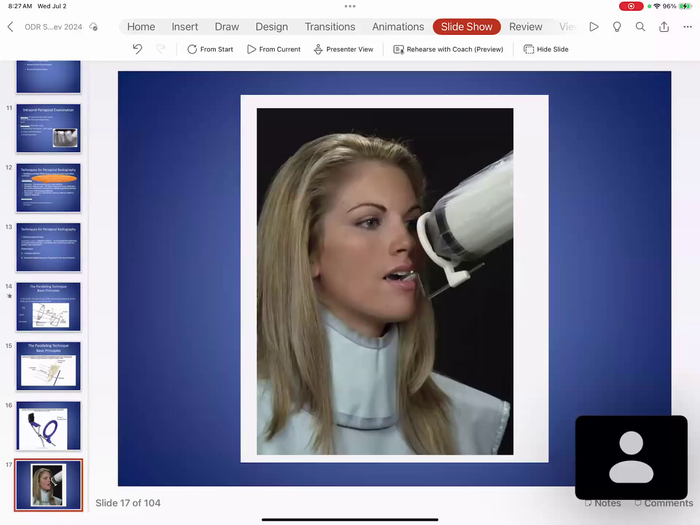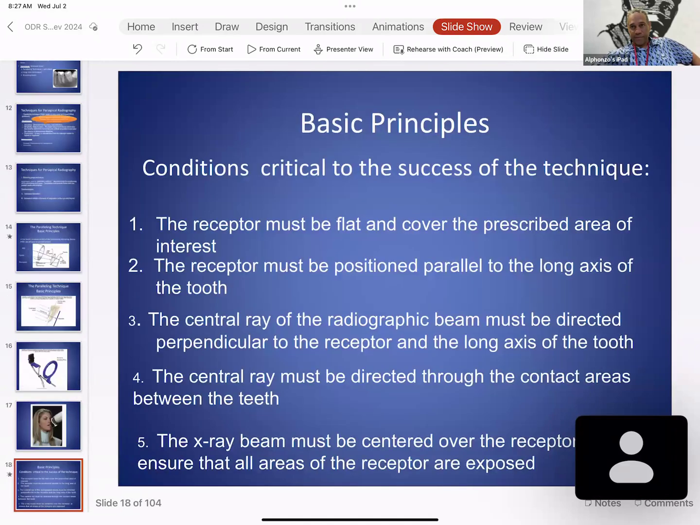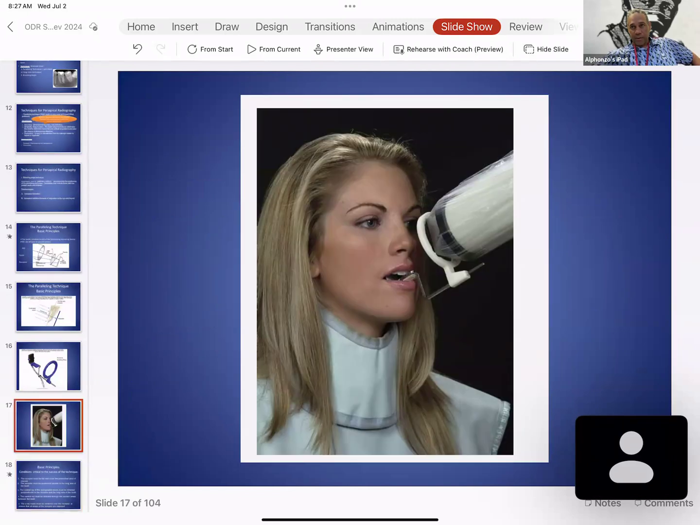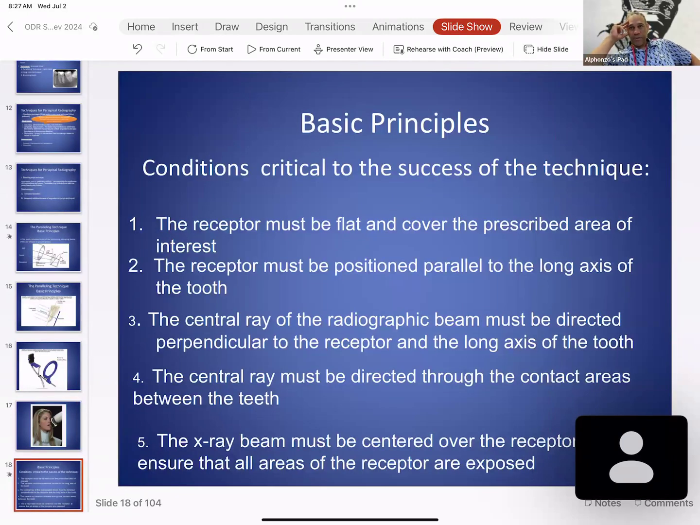Yes. Okay, great. Okay, here's an example of the XCP setup in the patient's mouth. Basic principles. The receptor must be flat. You want to cover the prescribed area of interest. The receptor must be positioned parallel to the long axis of the tooth. That's very important for paralleling.